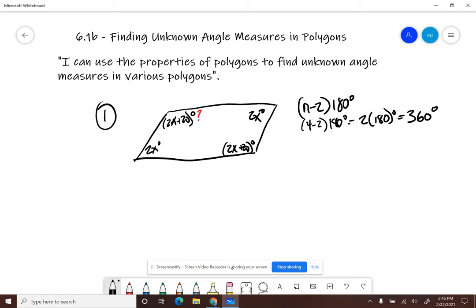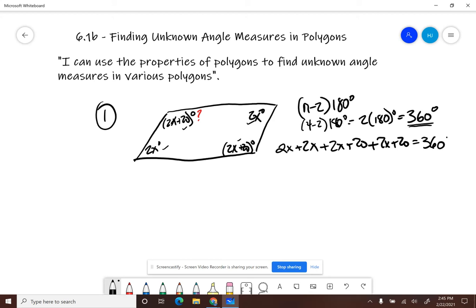So I don't know what these individual angle measures are, but I do know that if I add all of them up, they should equal 360 degrees. Ladies and gentlemen, it is quite possibly just that easy. I'm going to take each of these angles that I have been given and set them equal to this 360 degrees. So watch this. I'm going to take 2x plus 2x plus 2x plus 20 plus 2x plus 20.